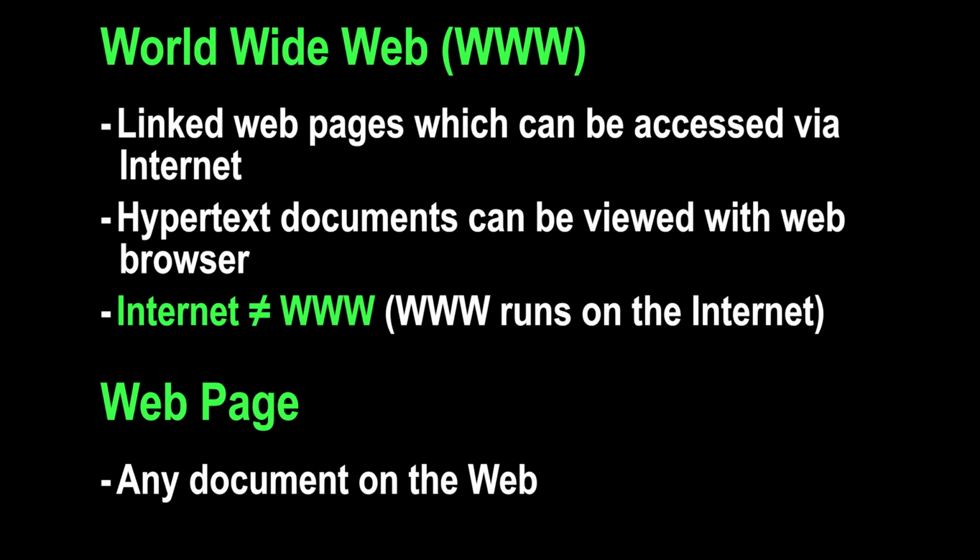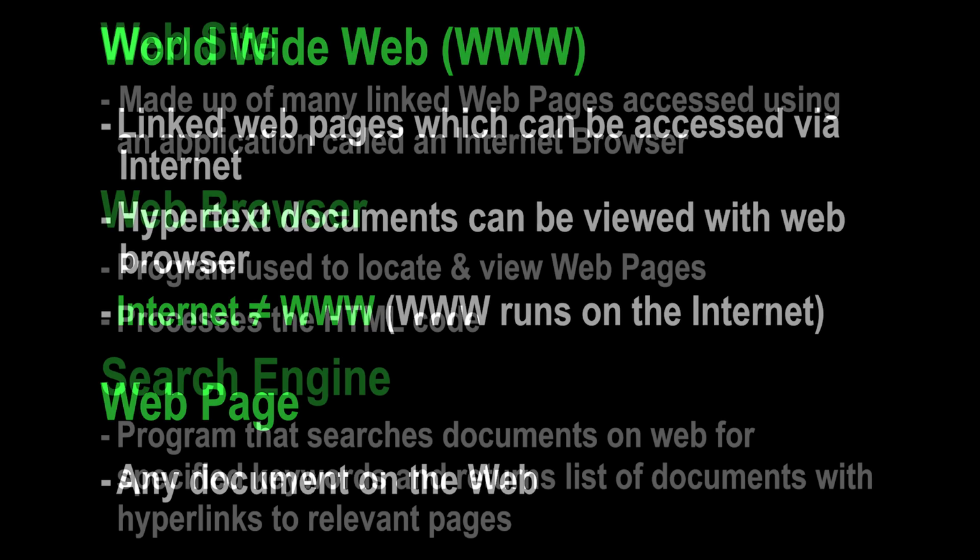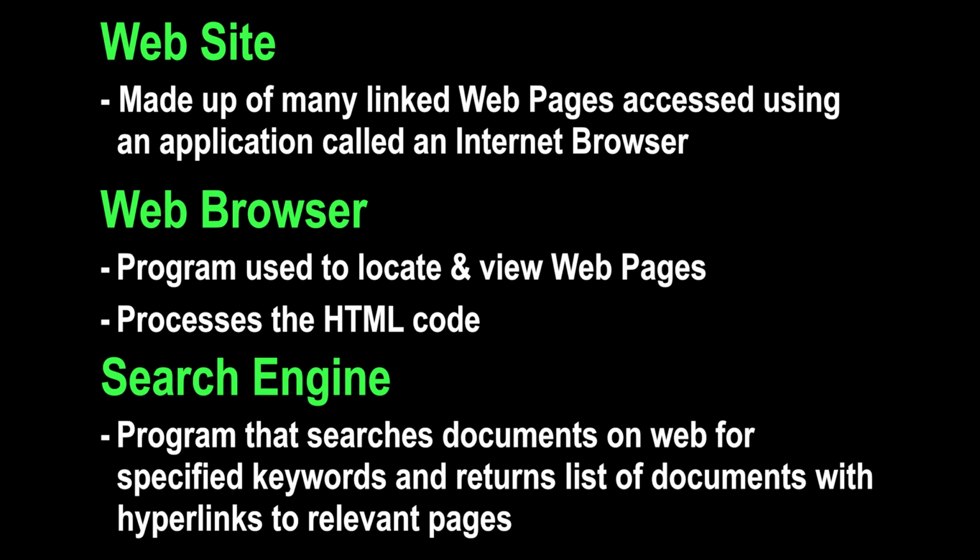The World Wide Web consists of many linked web pages which can be accessed via the Internet, with hypertext documents which can be viewed with a web browser. Please note that the Internet is not the same as the World Wide Web, since the World Wide Web runs on the Internet, and a web page is any document on the web. A website is made up of many linked web pages accessed using an application called an internet browser.